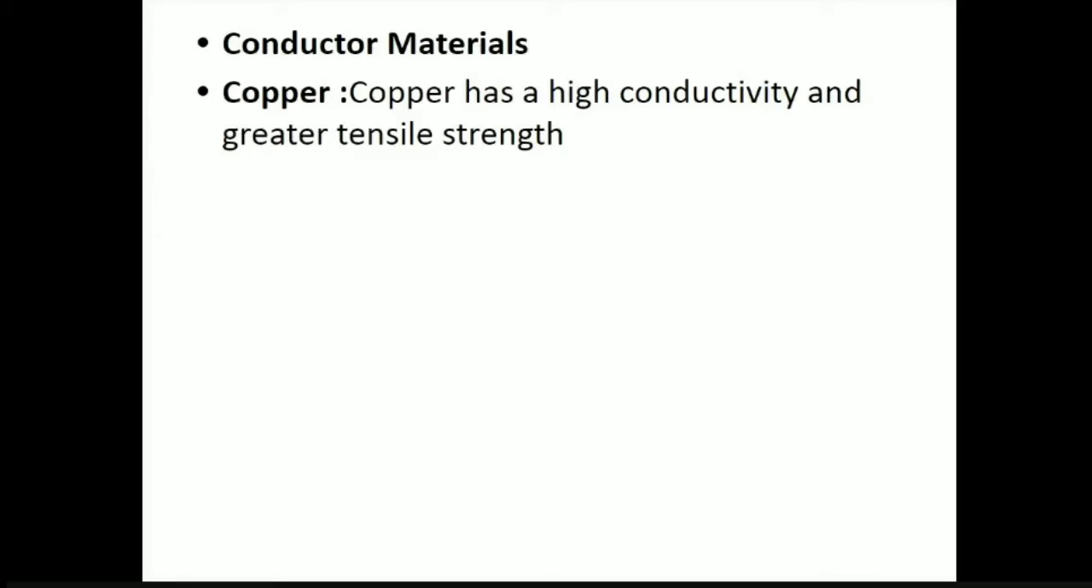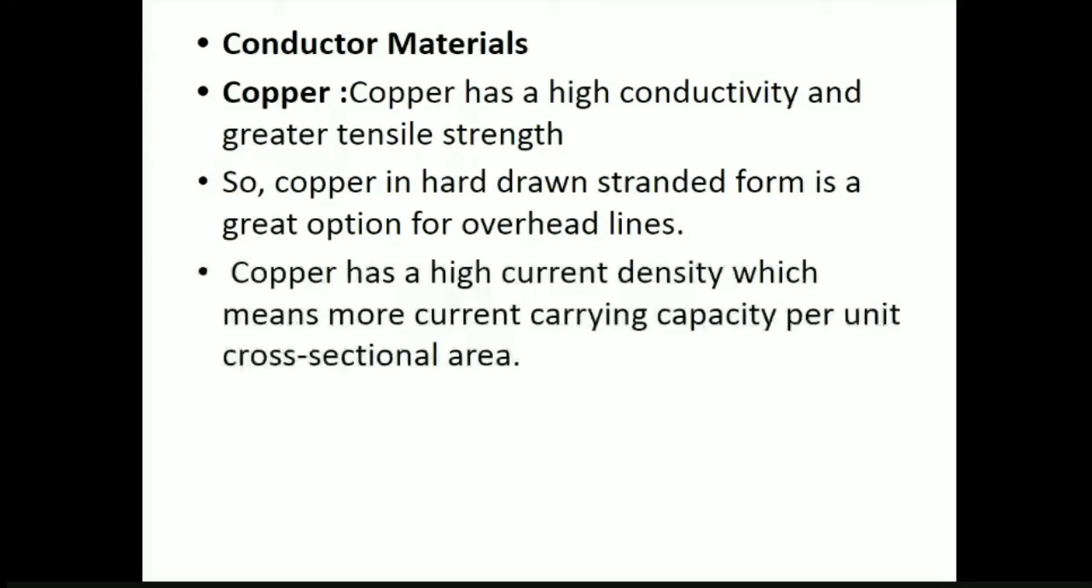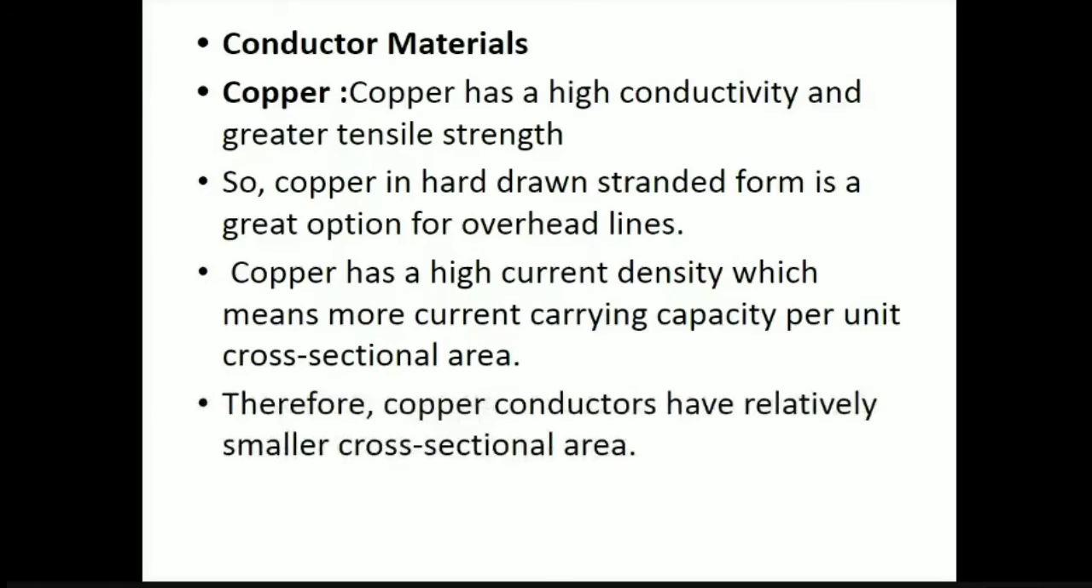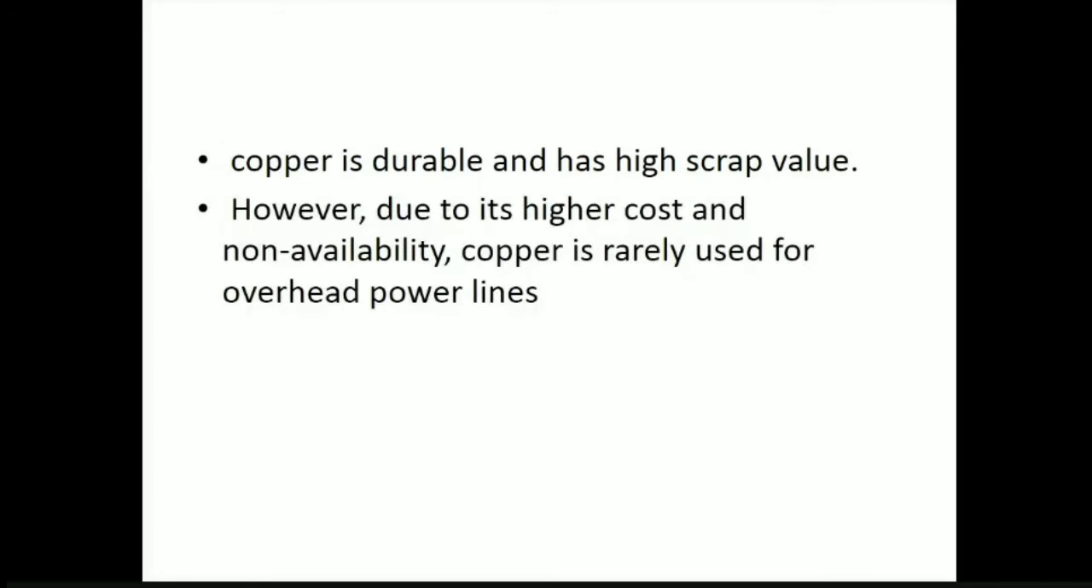Copper has the highest conductivity and greater tensile strength among the conductor materials that we are using. So copper in hard drawn standard form is a great option for overhead lines. Copper has a high current density, which means more current carrying capacity per unit cross-sectional area. Therefore, copper conductors have relatively smaller cross-sectional area in order to carry the same current compared to other metals. Copper is durable and has high scrap value. However, due to its higher cost and non-availability, copper is rarely used for overhead power lines.